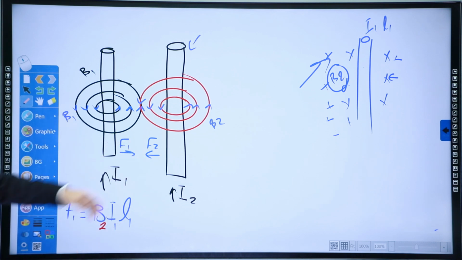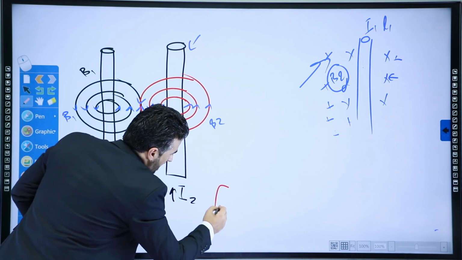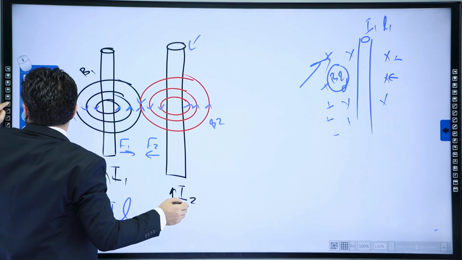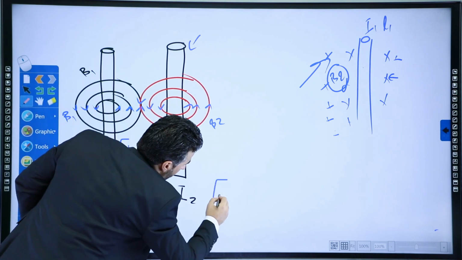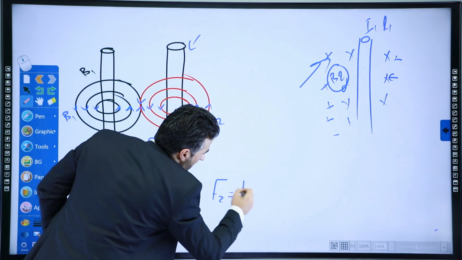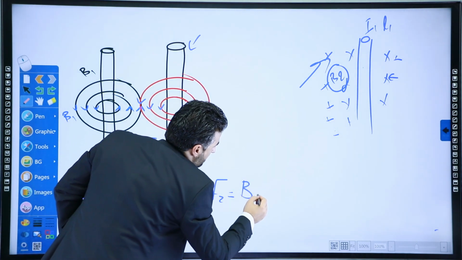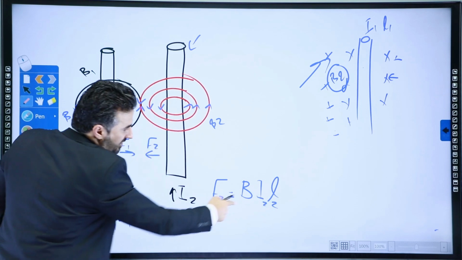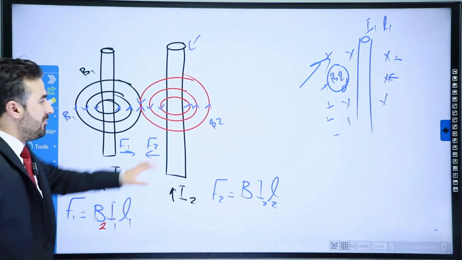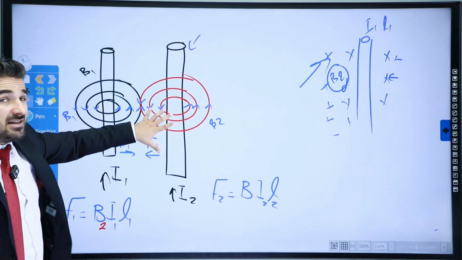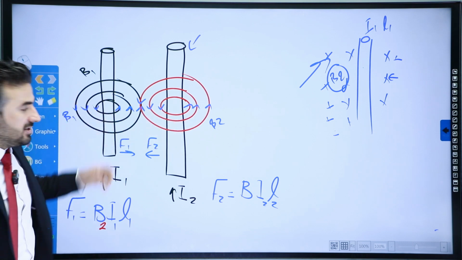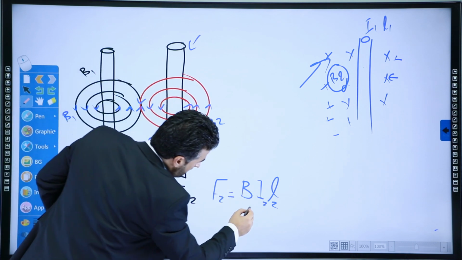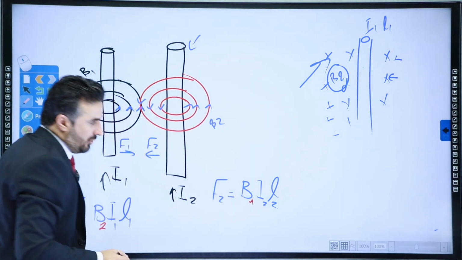What about the force on the second wire? The force on the second wire has something similar to this. So we can say F2 equals B, but I won't tell you which one, times I times L2, yeah? So this B here, remember now, imagine this time this wire is inside a magnetic field that is provided by this one. So of course we're going to use B1 here.